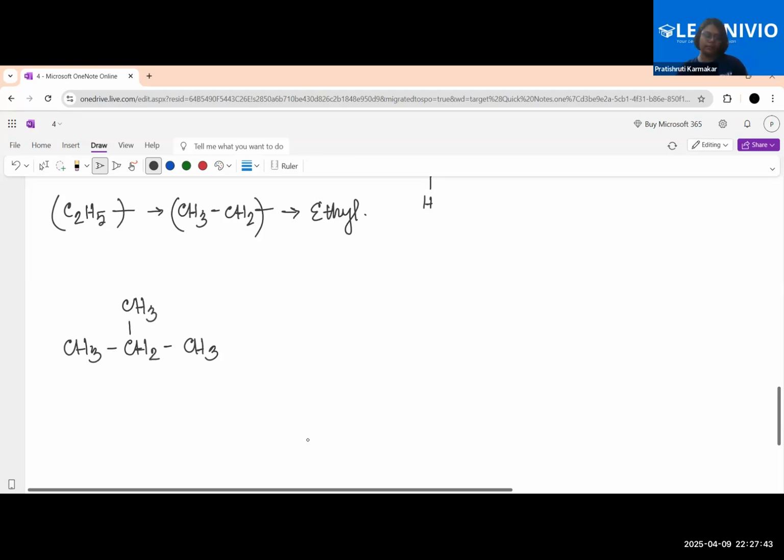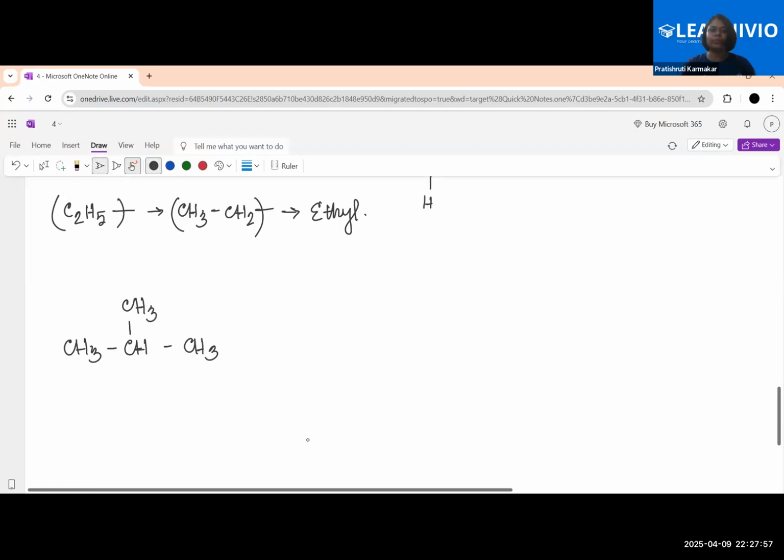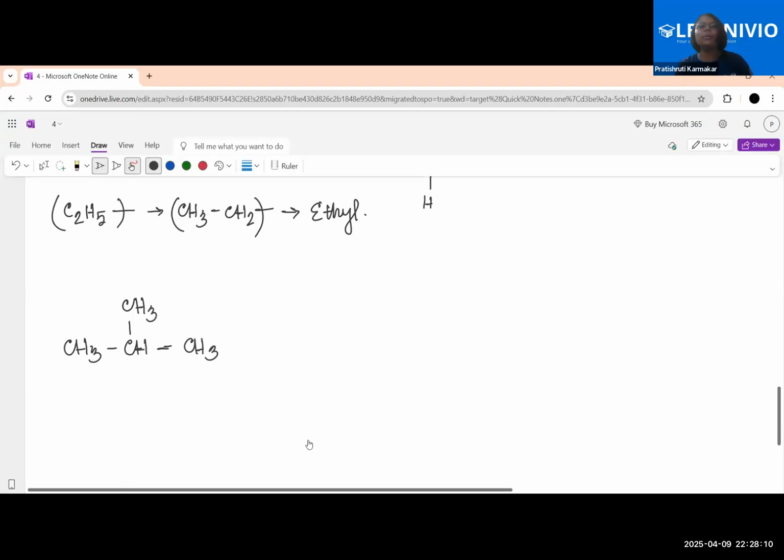Is this correct? No, the middle carbon should not have two hydrogen bonds. It should have only one hydrogen bond. One hydrogen, right? Okay. So, what will we call it? 2-methyl propane. Very good.